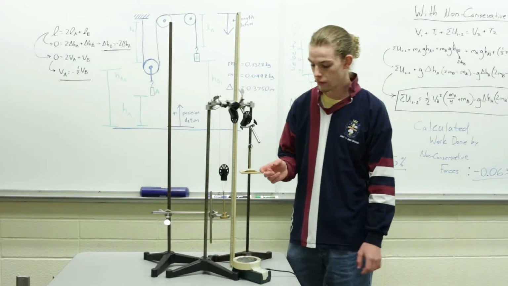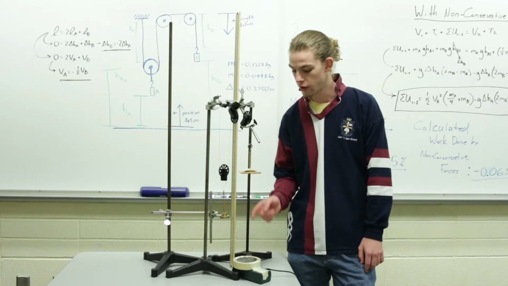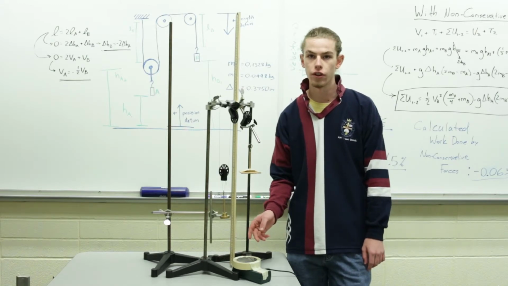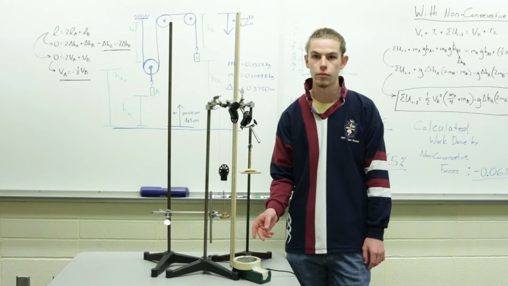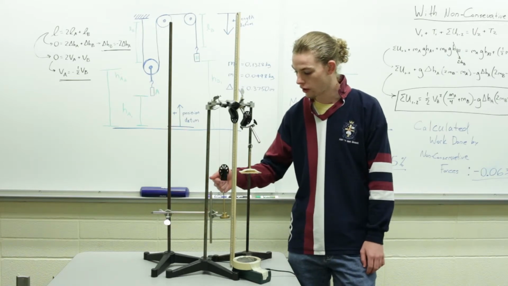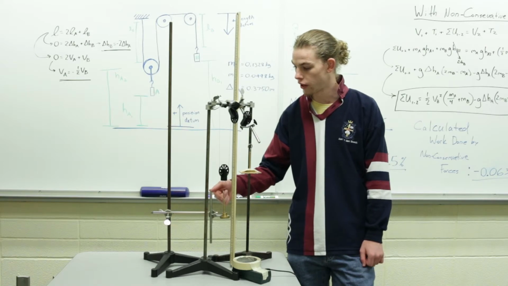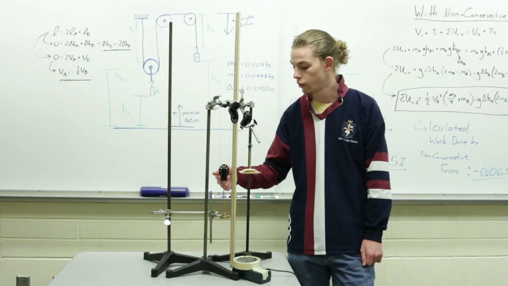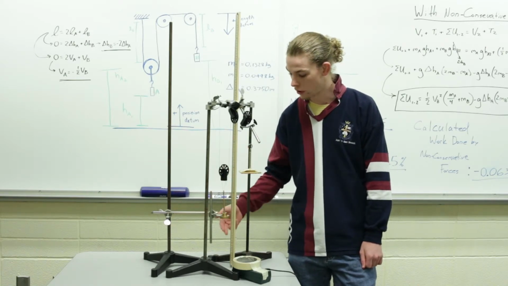So with our system, we measured the velocity of mass B using the ultrasonic sensor, which then sent the data to our spreadsheets on our computer. So that takes care of the velocity part. And we measured our initial and final positions of mass A for our calculation formula using the ruler here.